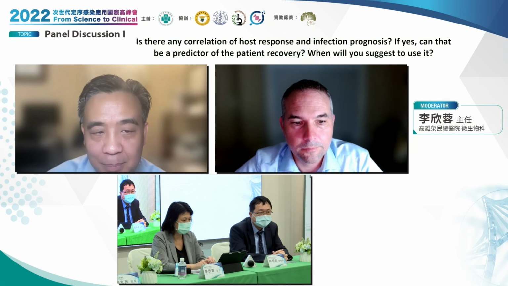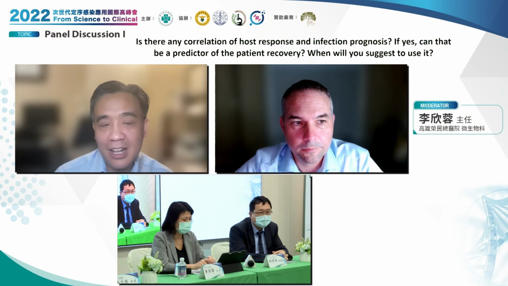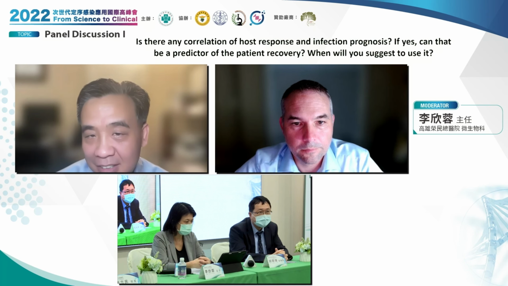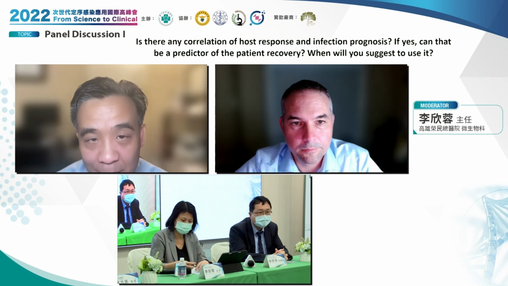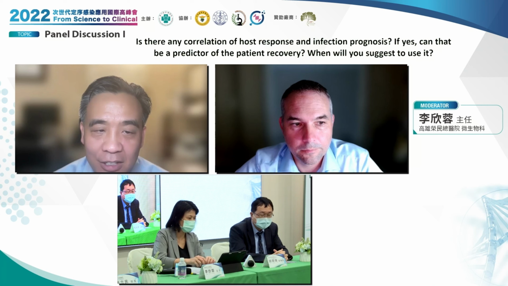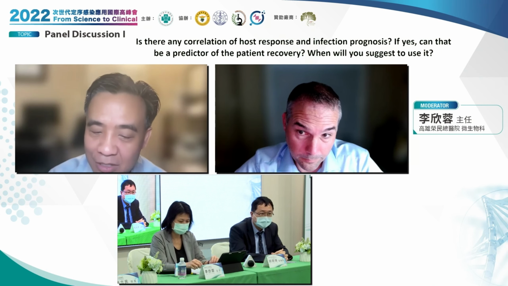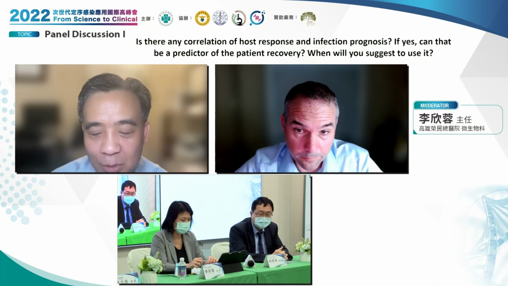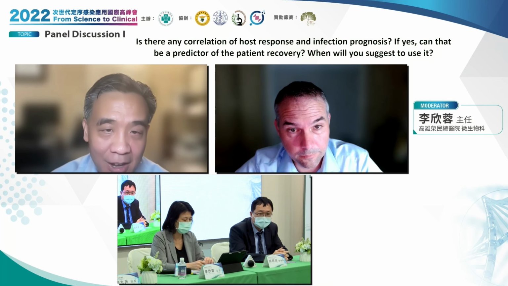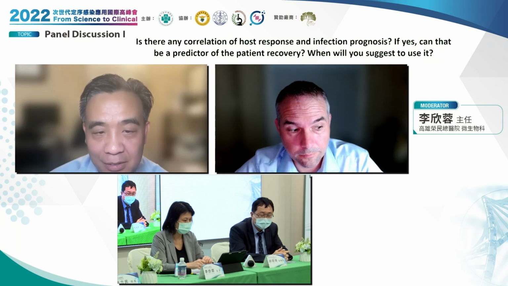The big challenge, I think, is that many of these host responses appear to be quite distinct, even between related organisms. So the challenge has been whether you can apply that broadly across the metagenomic range of organisms, and I think the answer is we don't really have the data right now, but we are looking at host response and infection prognosis for certain conditions.